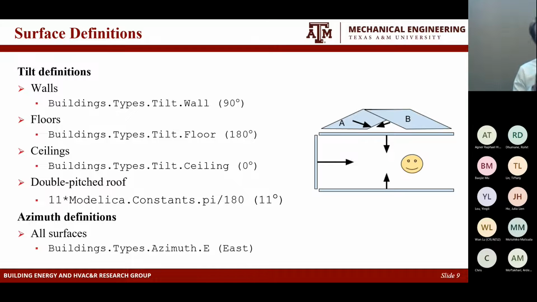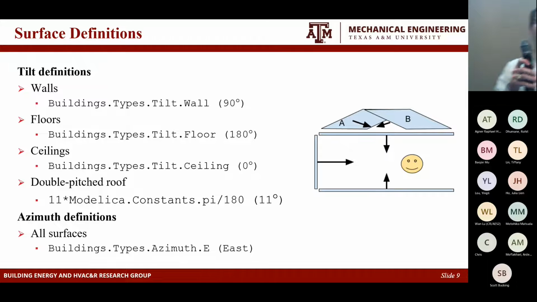When we talk about the surface definitions and walls inside of the Modelica Buildings Library, when we're constructing the envelope, there are certain constant definitions that we use for walls, floors, and ceilings, as you can see there. Following the building definitions of walls, floors, and ceilings with regards to the occupant, for an 11-degree double pitched roof, which is what the engineering drawing says, we define it like so, as you can see at the bottom. So just 11 times pi over 180 to get the 11-degree angle, and then we use the azimuth definition to tell the buildings library what side of the building it's on, east or west.